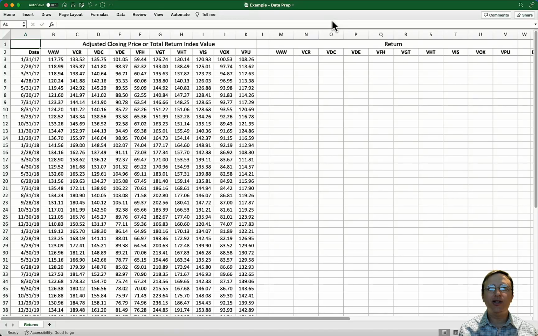My name is Dr. Rush, and this is data preparation for Excel-based assignments. Each data vendor has their own standards for data formatting.